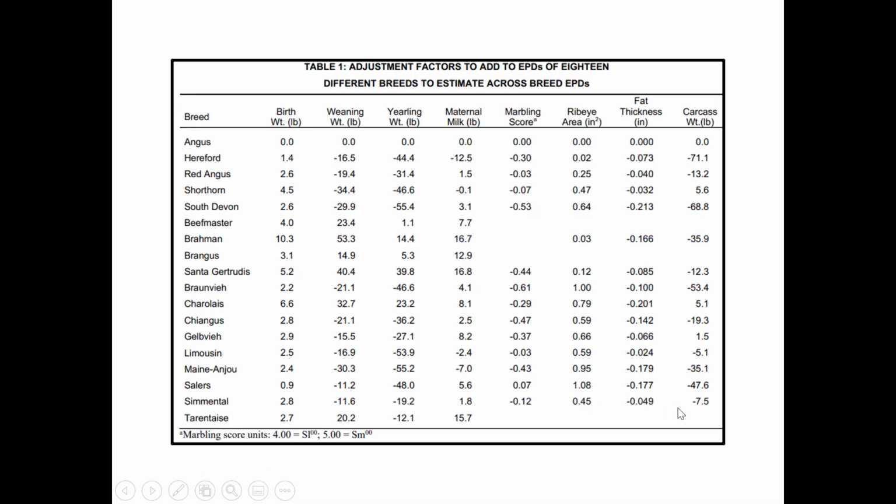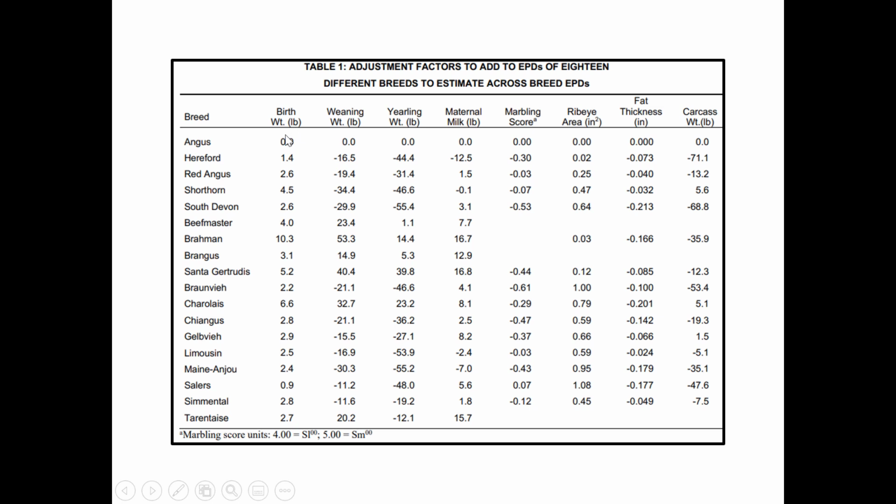In our last two labs over EPDs, we were only looking at one breed of bull at a time. But this week, we're going to be comparing bulls of different breeds. To do that, we have to adjust the breeds we're looking at to one breed. So this chart, we've adjusted it to Angus. That's why we have zeros all across for Angus.